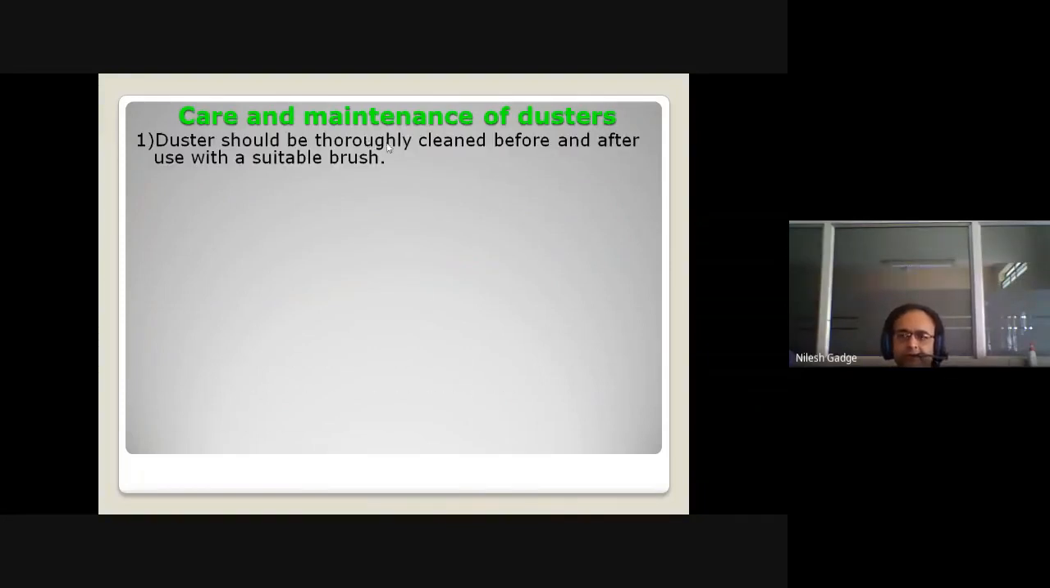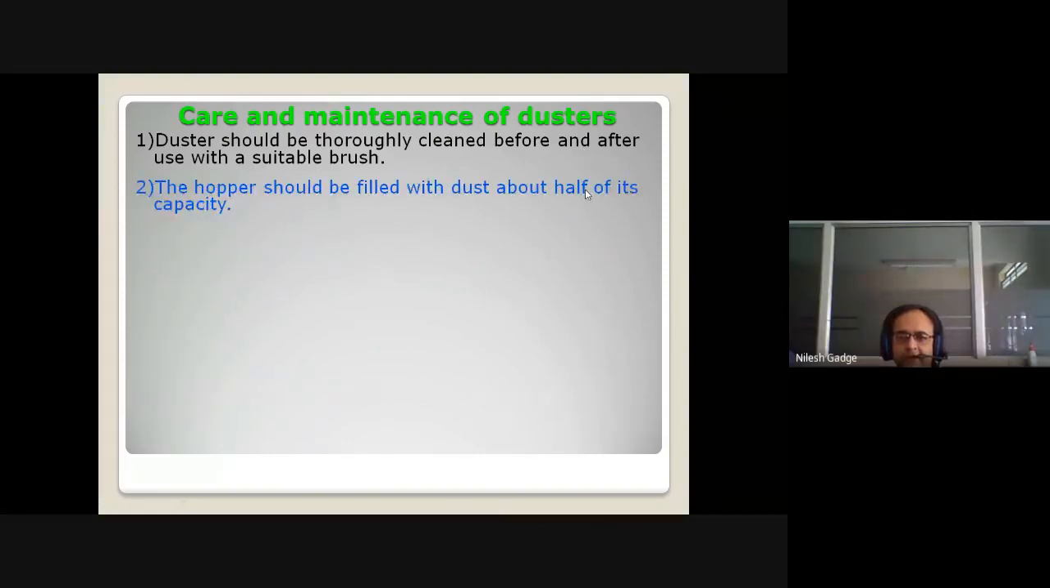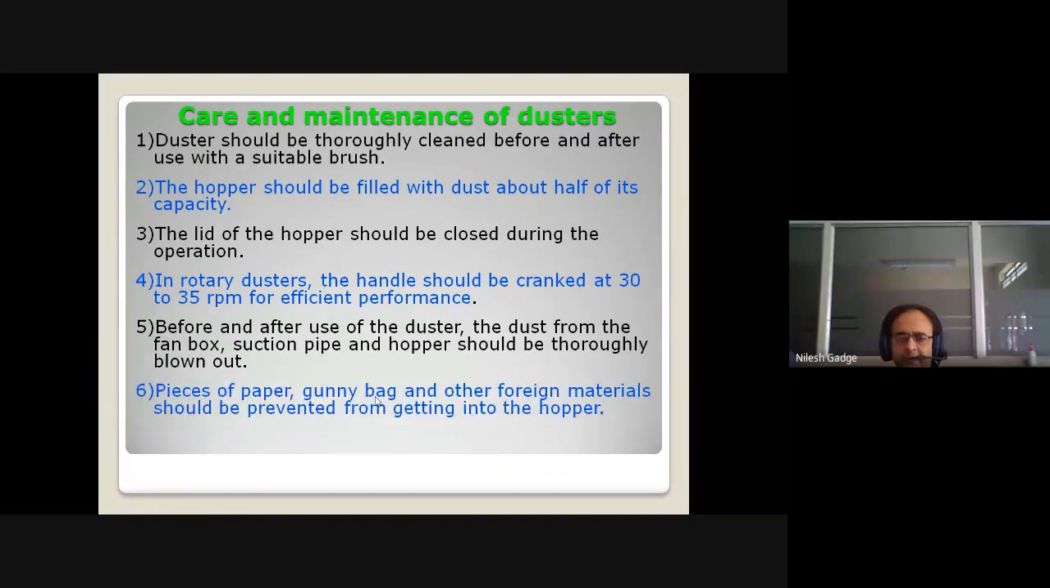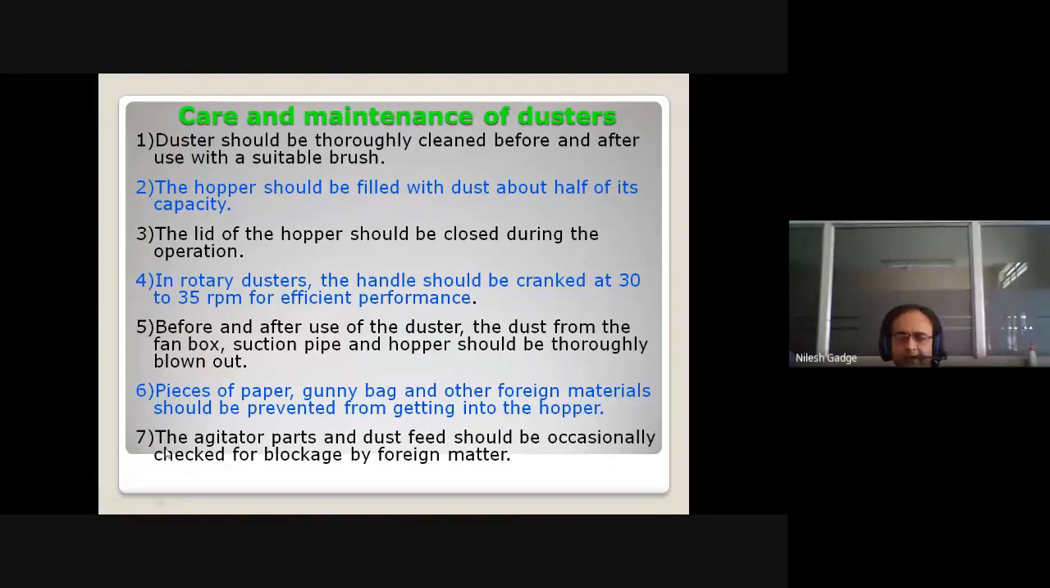Dusters should be thoroughly cleaned before and after use with a suitable brush. The hopper should be filled with dust about half of its capacity. The lid of the hopper should be closed during the operation. In rotary dusters, the handle should be cranked at 30 to 35 RPM, revolutions per minute, for efficient performance. Before and after the use of the duster, the dust from the fan box, suction pipe, and hopper should be blown out or removed. Pieces of paper, gunny bag, or other foreign material should be prevented from getting into the hopper. Hopper means the tank. The agitator parts and the dust feed should be occasionally checked for blockage by foreign material.